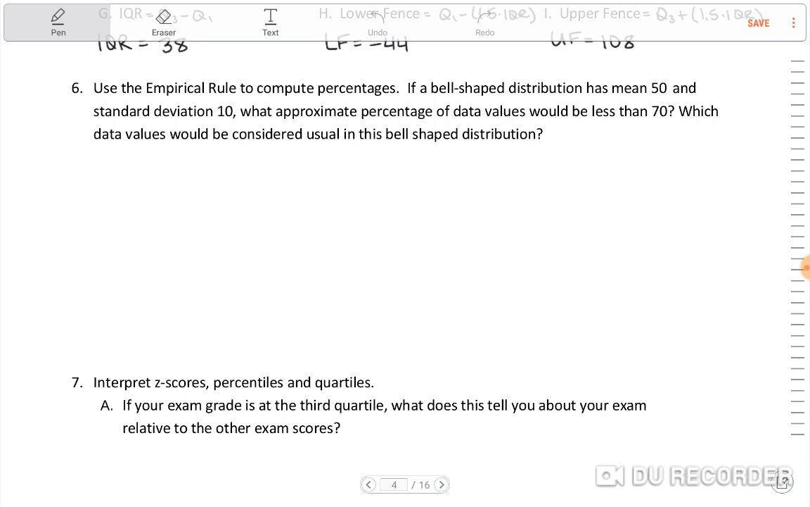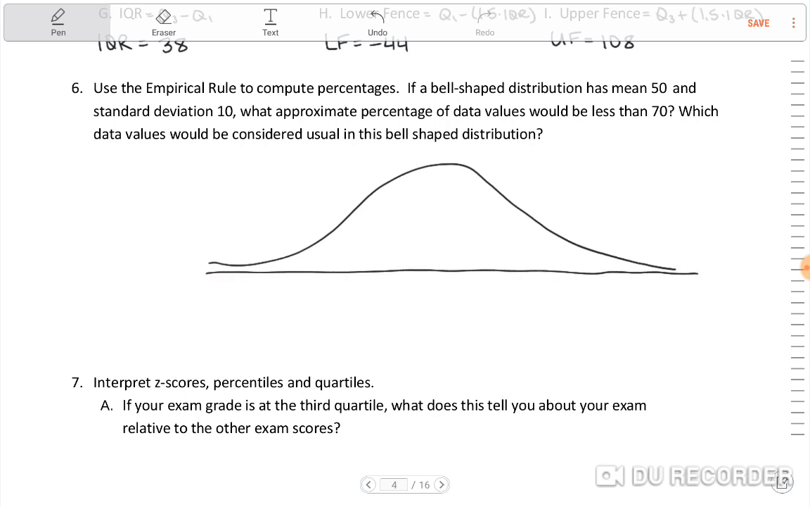Okay, so let's go ahead and draw. Gosh, I'm terrible at drawing these. That's all right, that's not bad. So right here in the middle, this is the mean, which would be 50. With the empirical rule, I'm going to put up here mean is 50, standard deviation 10. In order to use the empirical rule, we need to go up 1 standard deviation, 2 standard deviations, 3 standard deviations.